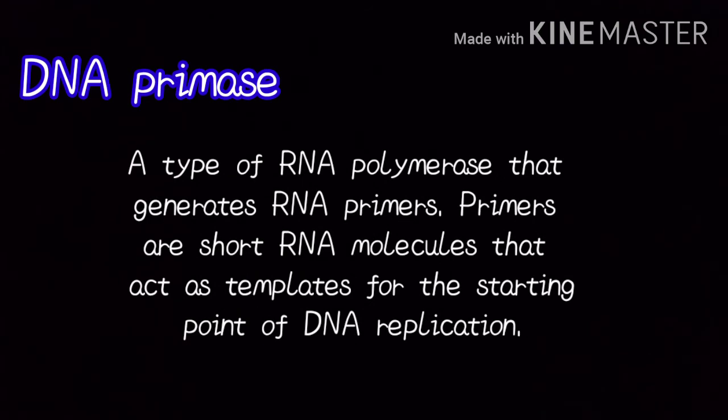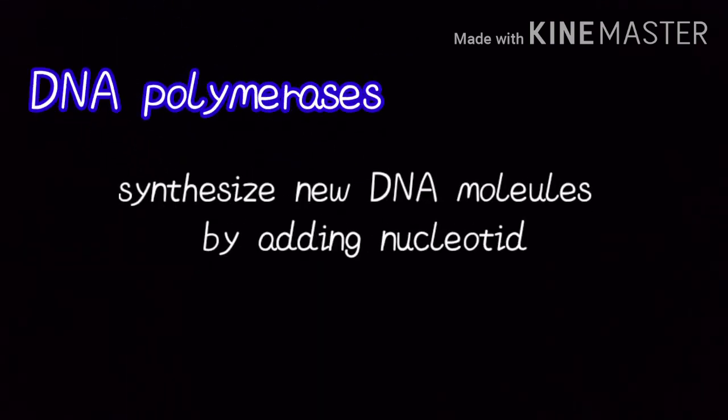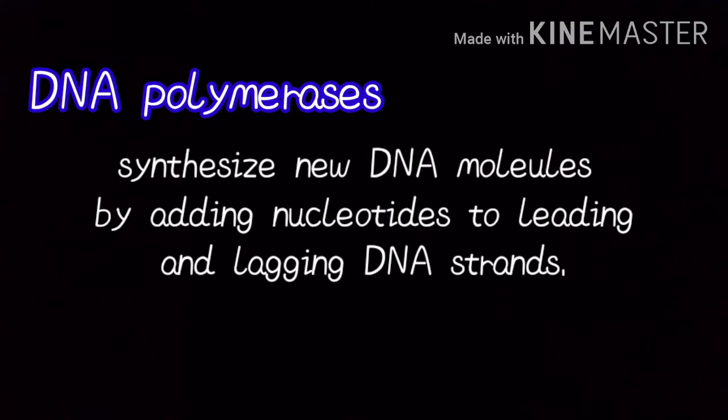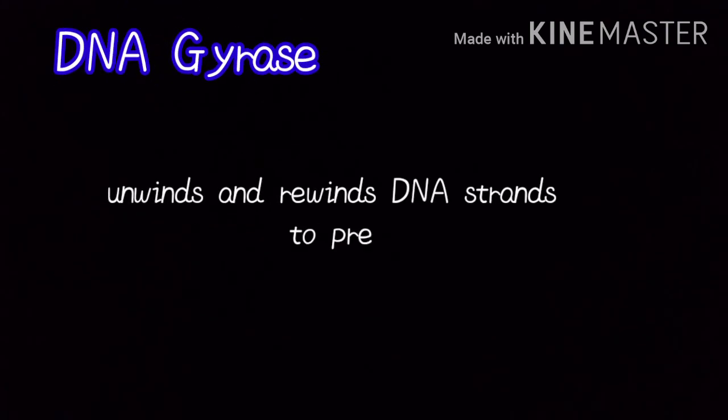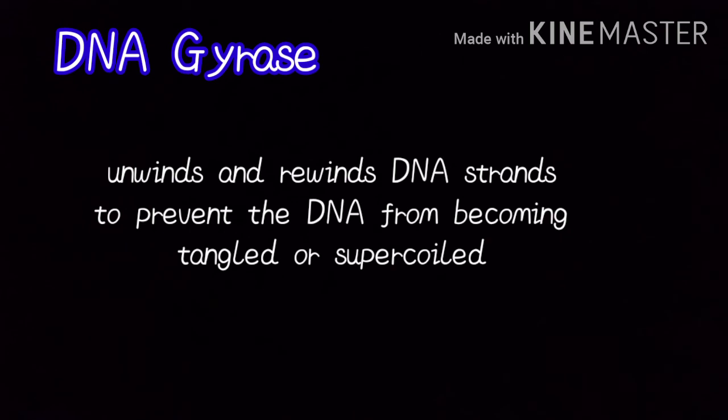DNA primase. DNA primase is a type of RNA polymerase that generates RNA primers. Primers are short RNA molecules that act as templates for the starting point of DNA replication. DNA polymerases synthesize new DNA molecules by adding nucleotides to leading and lagging DNA strands. DNA gyrase. DNA gyrase unwinds and rewinds DNA strands to prevent the DNA from becoming tangled or supercoiled.